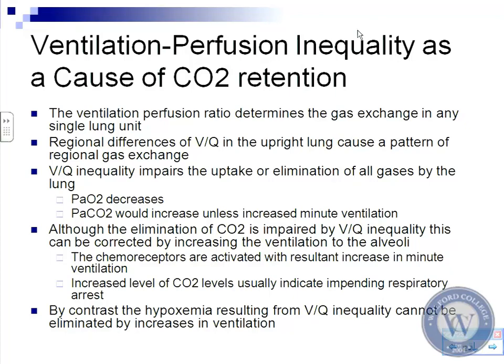By contrast, hypoxemia resulting from VQ inequality cannot be eliminated by increases in ventilation. So the only way to eliminate that problem is to add more oxygen. So people that have VQ inequality can be treated if they're developing oxygenation failure. Giving them oxygen will relieve a certain degree of the symptoms that you see.